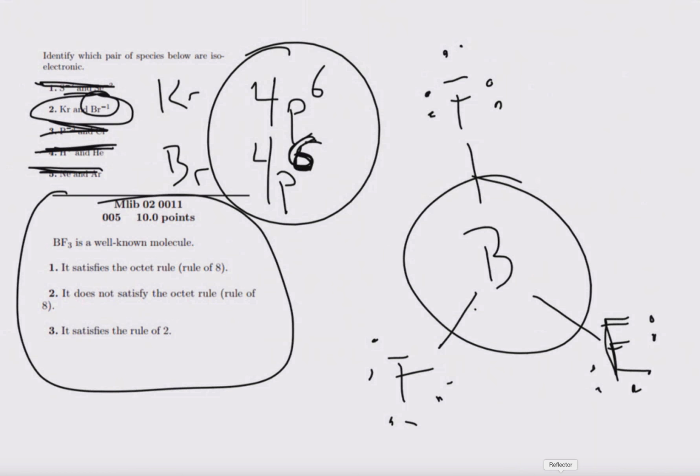It has 1 lone pair and 3 bonds, bond pairs. So the configuration that has 1 lone pair and 3 bond pairs is called trigonal pyramidal.